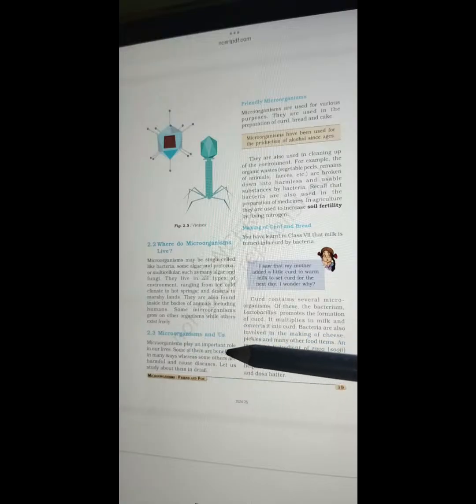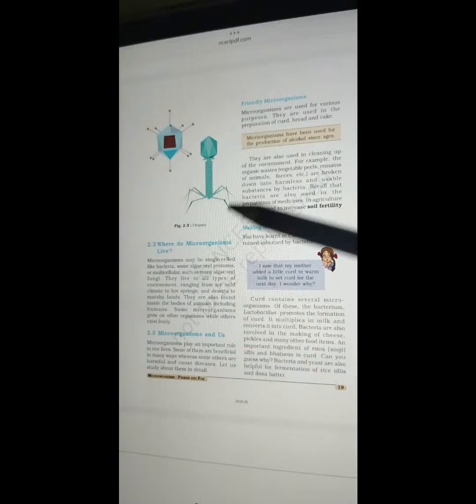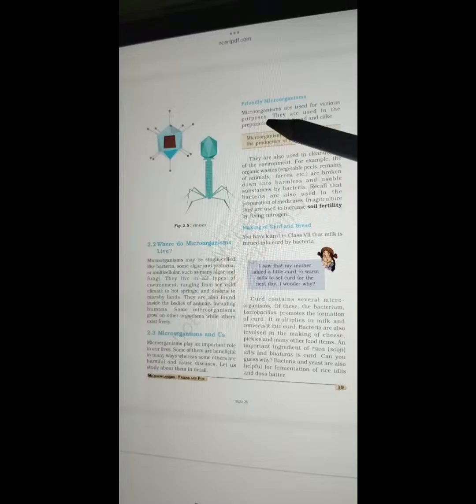2.3 Microorganisms and us. Microorganisms play an important role in our lives. Some of them are beneficial in many ways, whereas some others are harmful and cause diseases. Let us study about them in detail. Friendly microorganisms. Microorganisms are used for various purposes.